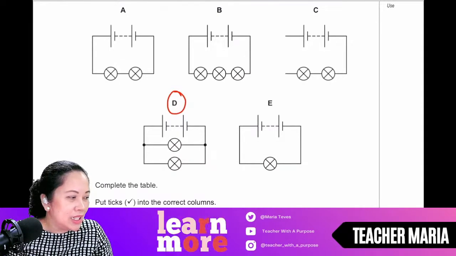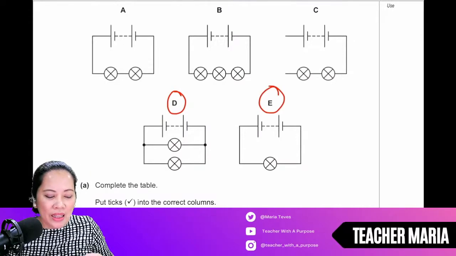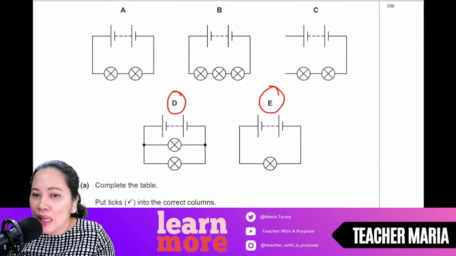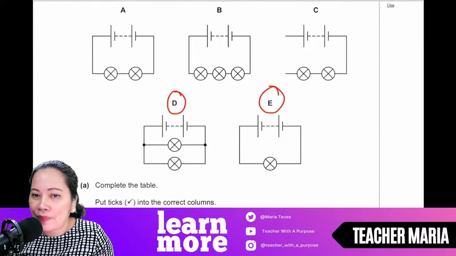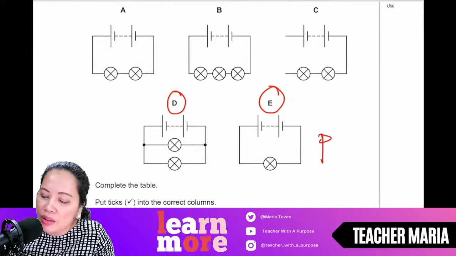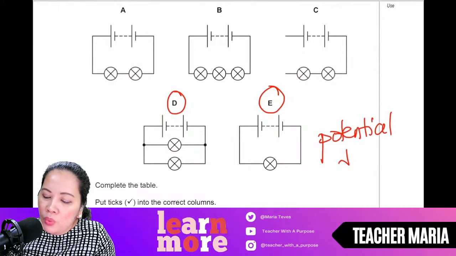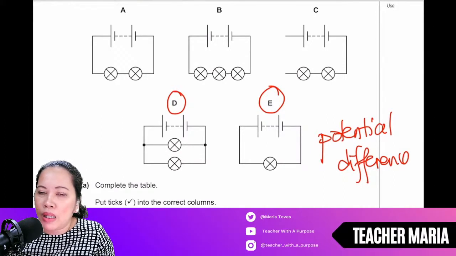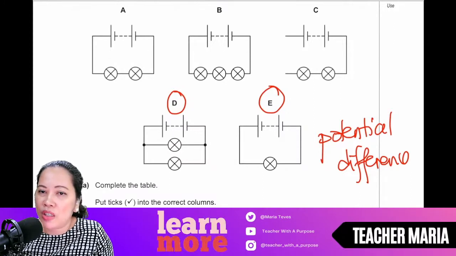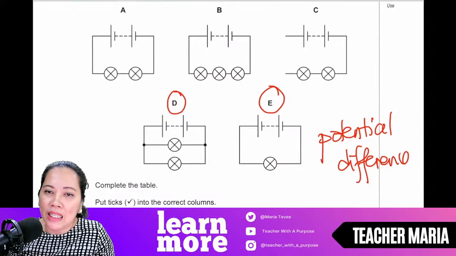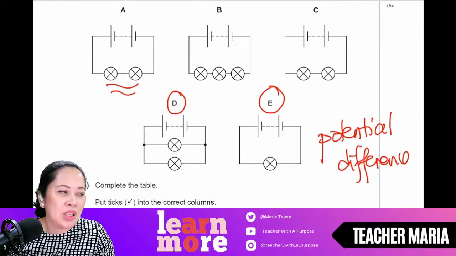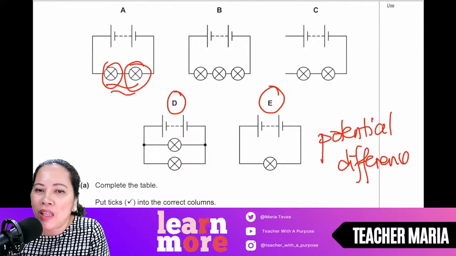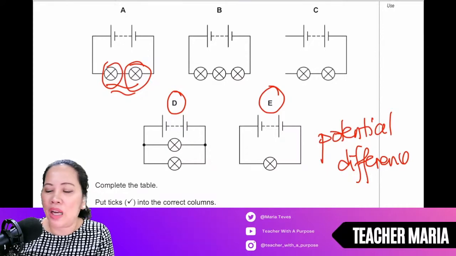D and E. Yes, that's right. So here, your voltage across each lamp will be the same. And also your potential difference will also be the same. So since your voltage will be the same and your potential difference will be the same, then it should be D and E. Because in A, you have two lamps, so it will be shared. So when you solve, each one will have a different value because you have to add your voltages and so on.